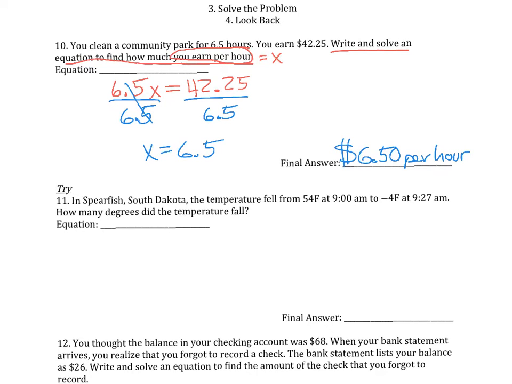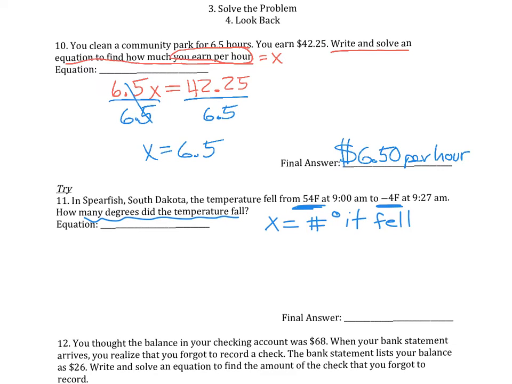All right, so number 11 has us looking at the temperature. So it went from 54 degrees at 9 a.m. to negative 4 degrees at 9:27 a.m. Then it wants me to know how many degrees did the temperature fall. Okay, so it looks like we have a high, we have a low, and then it wants me to find out how many degrees it fell. Okay, so we're going to make x be the number of degrees it fell.